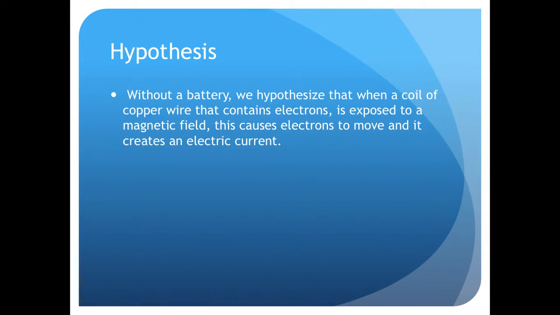So, our hypothesis is that without a battery, when a coil of copper wire that contains electrons is exposed to a magnetic field, this causes electrons to move and it creates an electric current. So basically, the electrons inside the copper wire that's exposed to a magnetic field will move, and it causes an electric current.